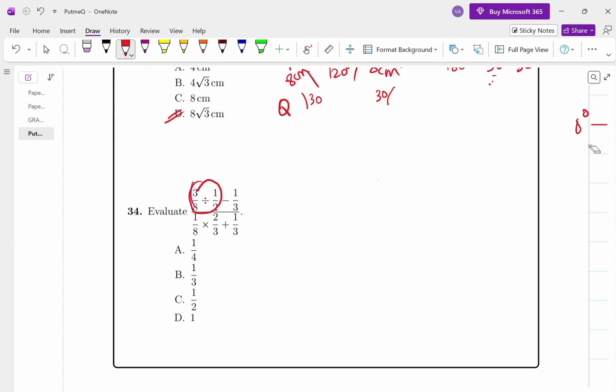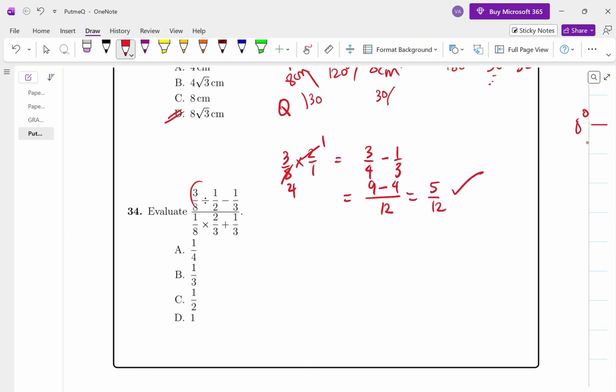So this becomes 3 over 8 times 2 over 1. So 2 here is 1, 2 into 8 is 4. So this will be 3 over 4. And then minus 1 over 3. So the LCM here is 12. 12 divided by 4 is 3, 3 times 3 is 9. 12 divided by 3 is 4, 4 times 1 is 4. 9 minus 4 is 5. So this will be 5 over 12.